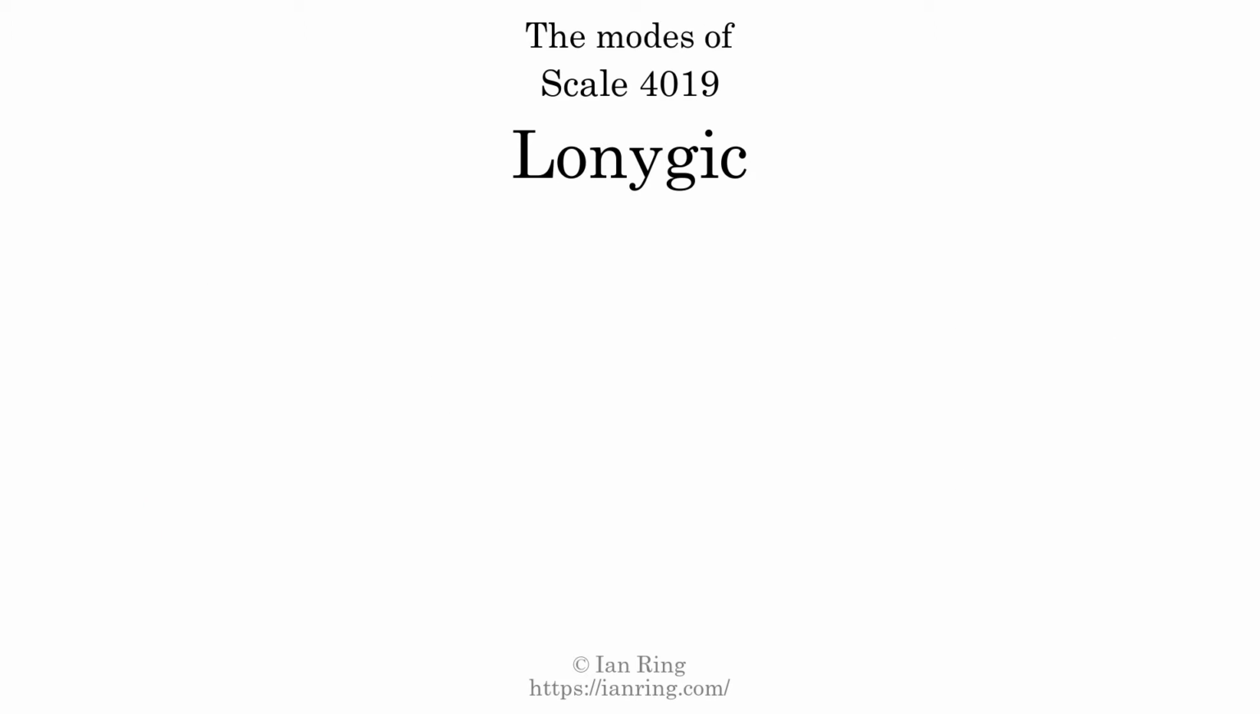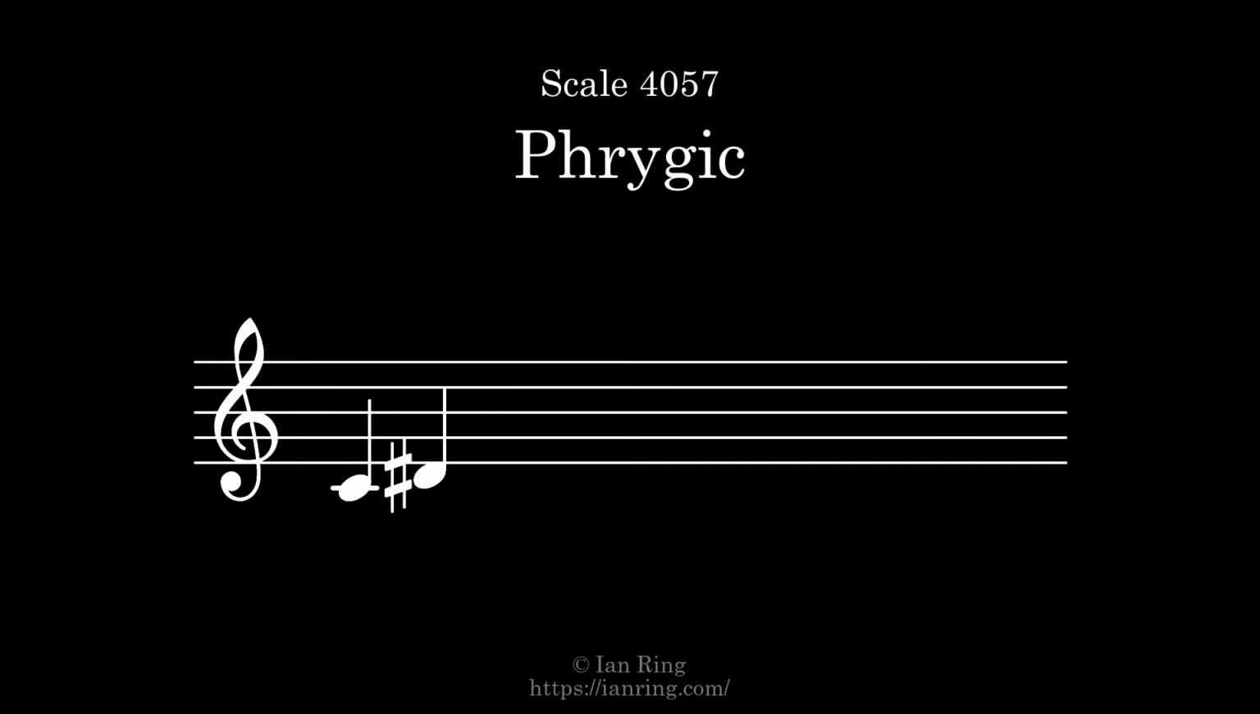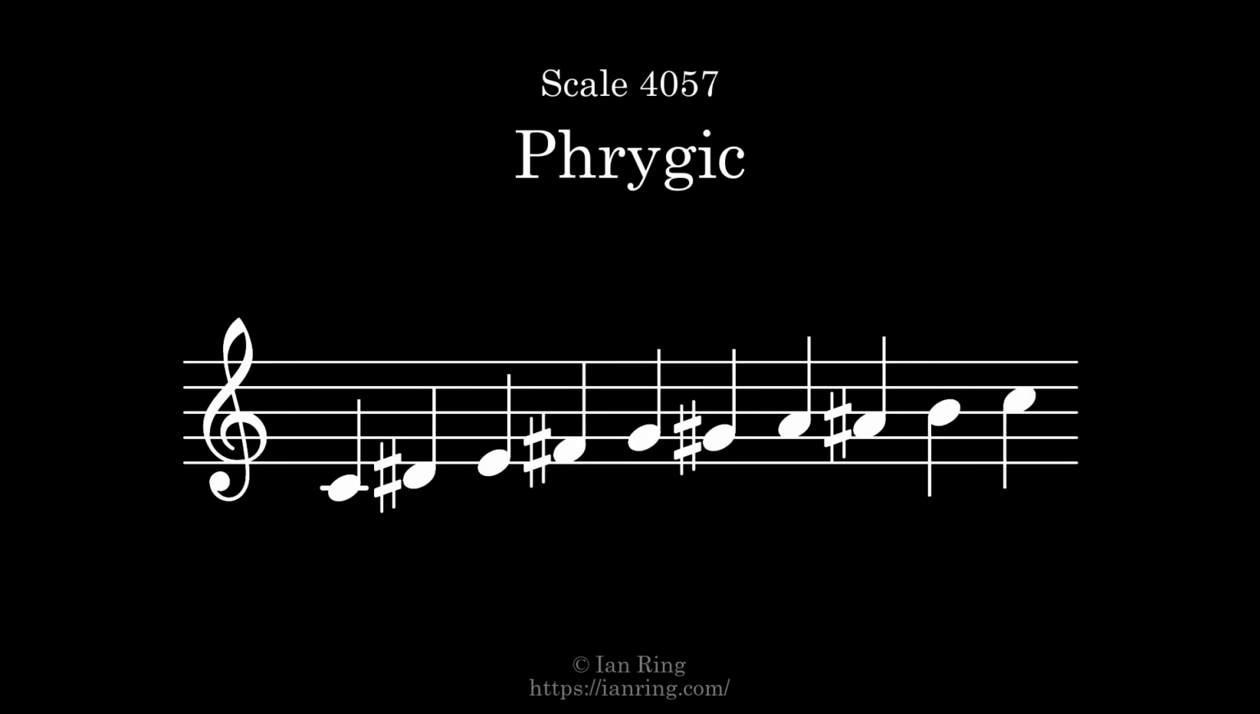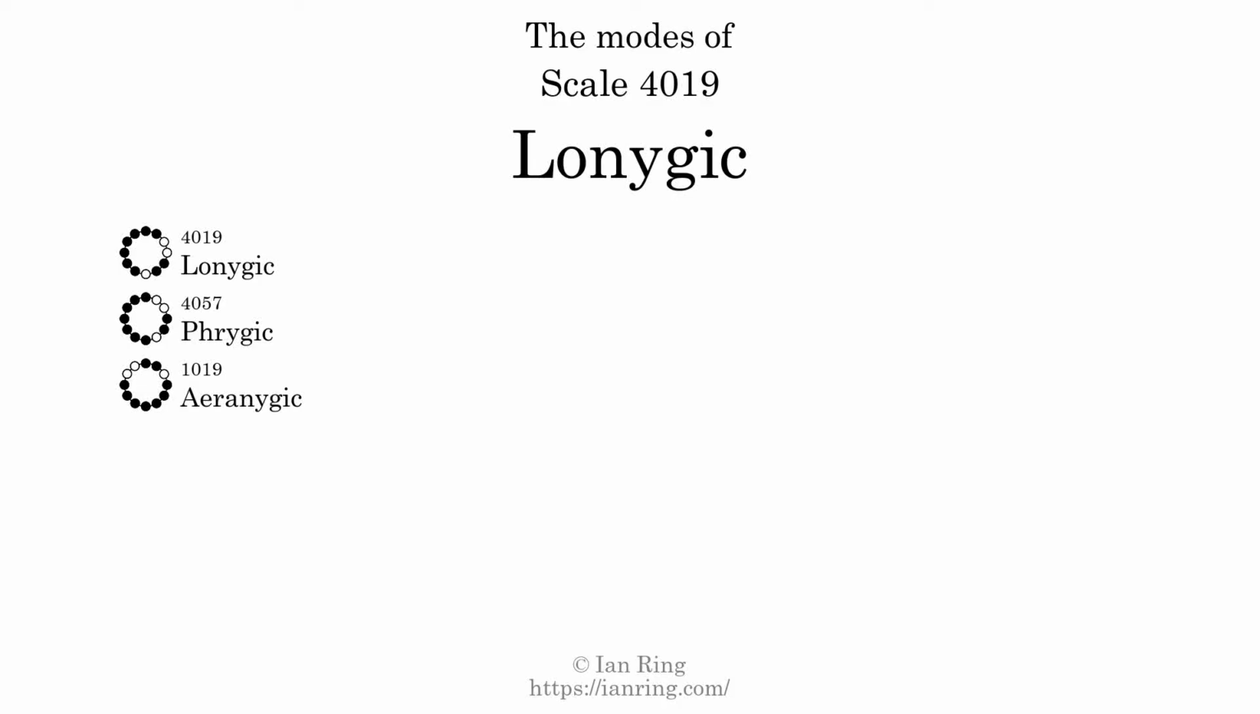This scale has 9 modes. The first mode is itself. The second mode is scale 4057, also known as Phrygic. It sounds like this. The third mode is scale 1019, also known as Lonygic. It sounds like this.